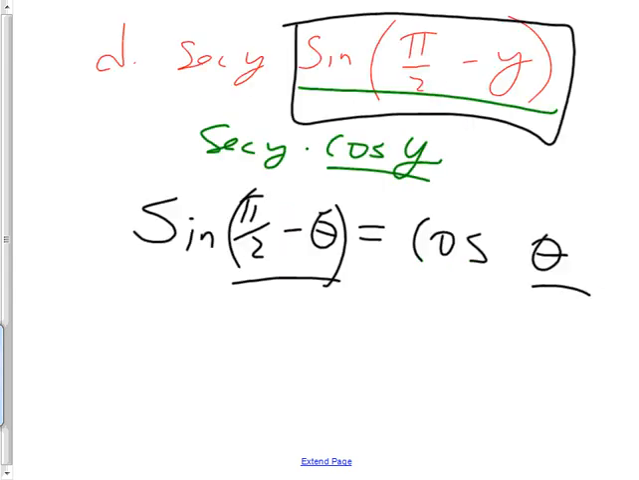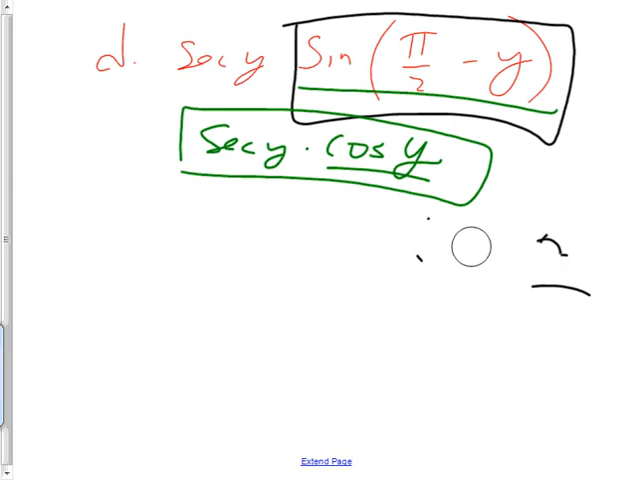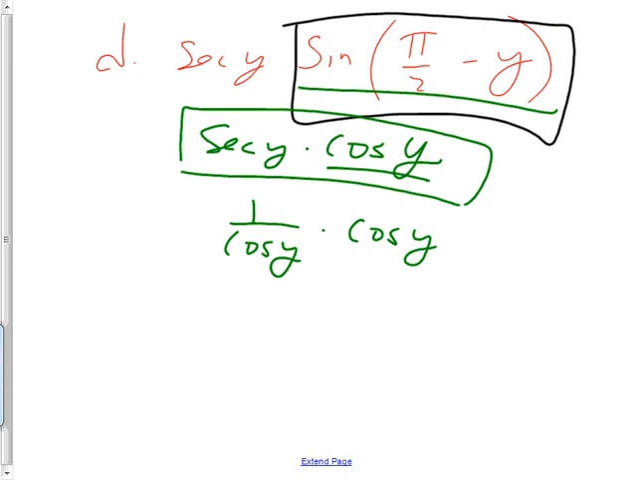Back to this slide. I had gotten into this green one right here. And now how do I finish? Make everything into sines and cosines is a generally helpful thing. So I'm going to take this secant y, change it into 1 over cosine y. That way I got it in sines and cosines. It's all, in this case, cosines. And if I cancel those two out, I'm just going to have 1. And that's the answer. 1. All right.